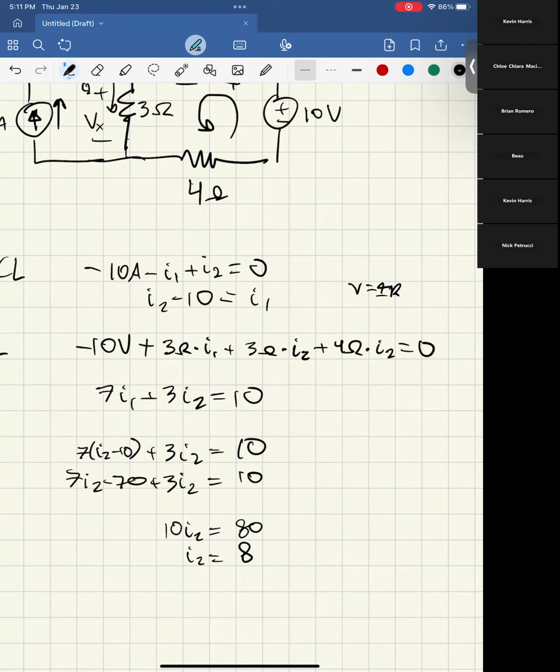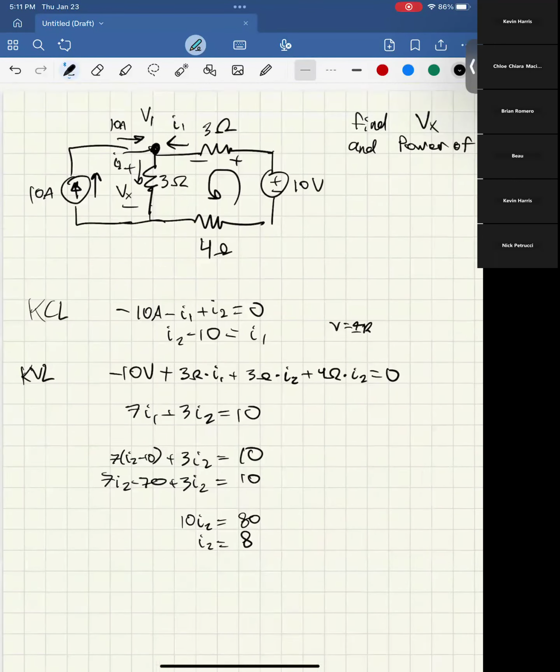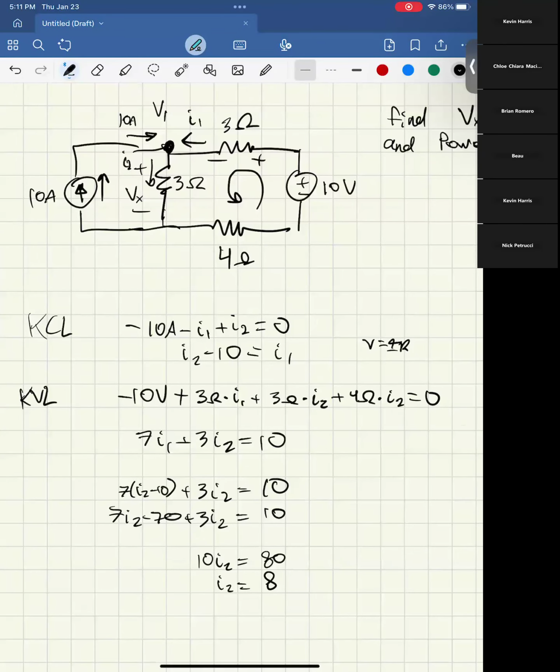Yep, I had a question. Wouldn't the 3 ohm resistor in the middle have both currents I1 and I2 going through it? So good point. The thing is, it has I1 and 10 amps going through it.